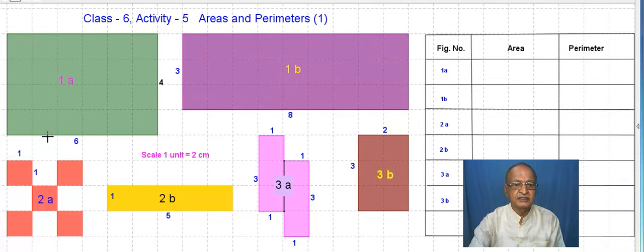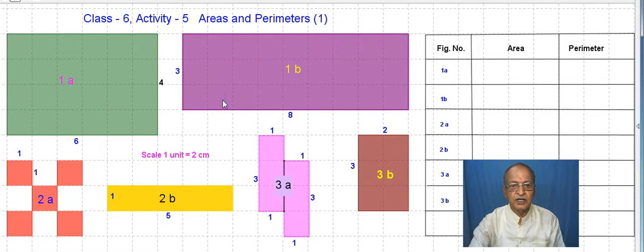And now perimeter. We have to add this side plus this side plus this side plus this side. Or we can say 2 times the length plus 2 times the breadth. So 2 we can take common, inside the bracket L plus B. Means we can add these two values and double it. So 6 plus 4, 10, into 2, 20. So here the entry will be 20 units. Here the area will be 24 square units.